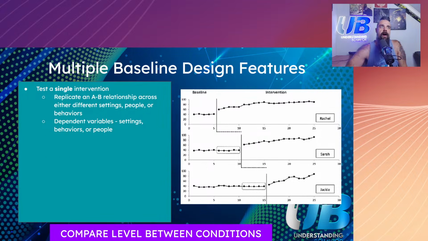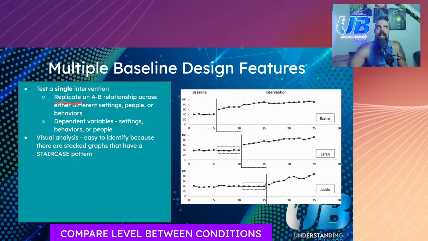Okay, so that's our multiple baseline design. We test our A-B relationship across these different settings, people, or behaviors. Note that this is only an A-B relationship. So this is not the best demonstration of experimental control because we never really remove an intervention. And we saw with our withdrawal design, A-B wasn't really enough to show experimental control. But A-B is only enough here when we replicate that across our different dependent variables. So keep that in mind. Multiple baseline designs are kind of a weaker design in general.